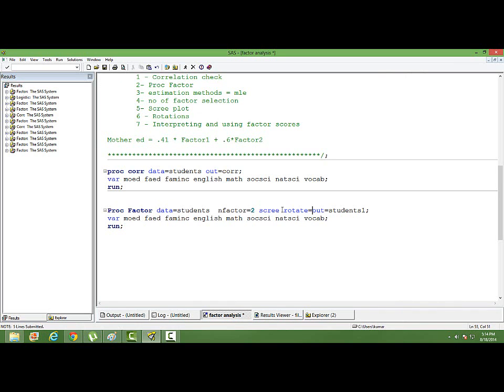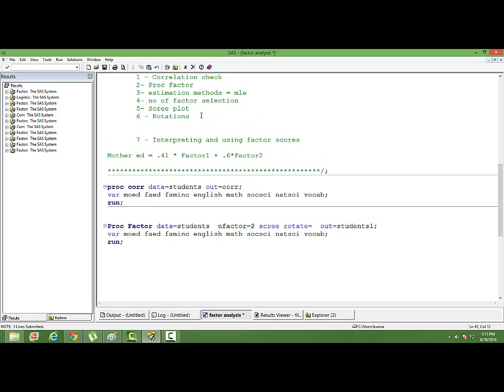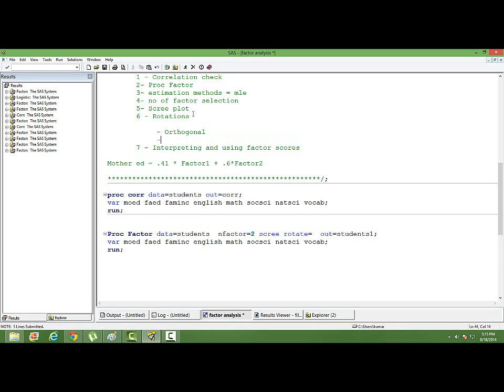For rotation, I use the option rotate. There are basically 2 types of rotations available. One type of rotation, let me write it, is orthogonal. The other one is oblique. If we want our factor scores to be totally uncorrelated, remember the problem from which we started. We started from high correlation data, right? We went into factor analysis just because there was a presence of high correlation in my data, so we don't want any correlation between factor scores.